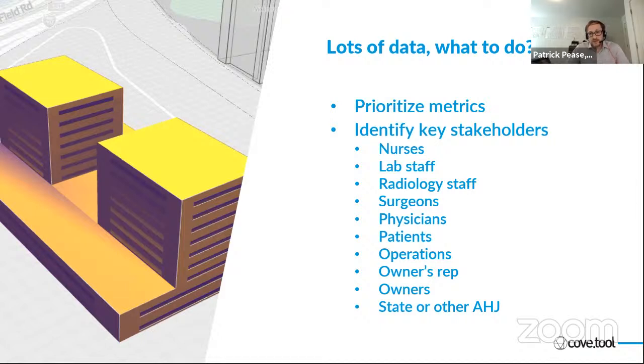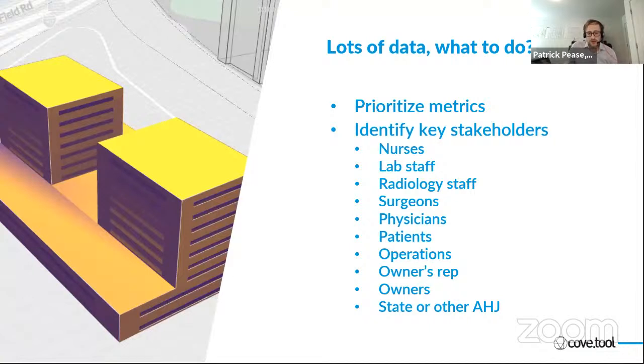So there's the nursing staff, the lab staff, radiology staff, surgeons, which have a lot to say in how things like operating rooms and stuff will function. The physicians, doctors themselves. It's important to think about the patients and what they will need. The operation and teams of the maintenance staff and those people. And then of course the owners and the owner's reps, what's important to them for operating the hospital.